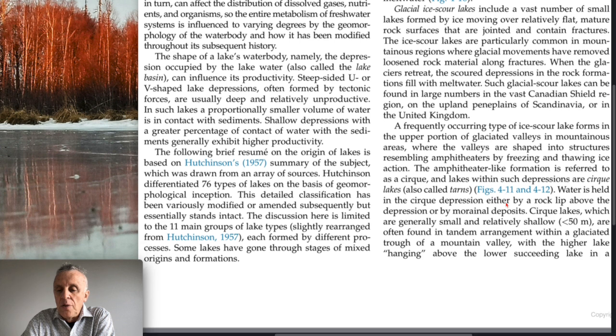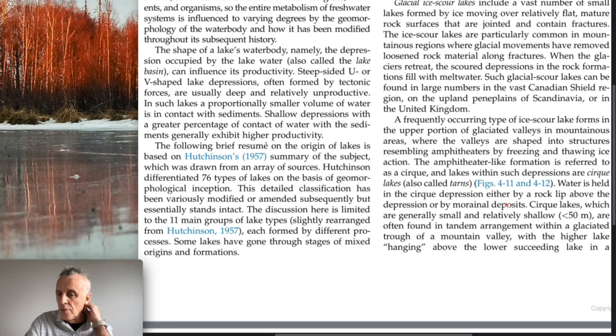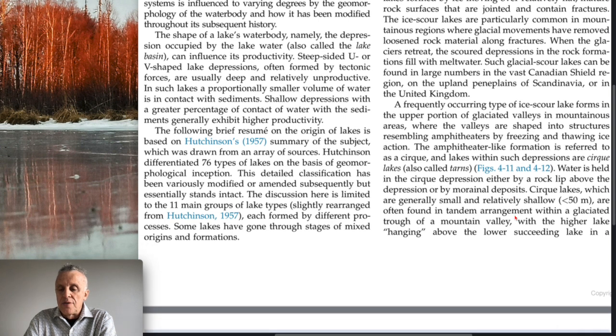A frequently occurring type of ice scour lake forms in the upper portion of glaciated valleys in mountainous areas, where the valleys are shaped into structures resembling amphitheaters by freezing and thawing ice action. The amphitheater-like formation is referred to as a cirque, and lakes within such depressions are cirque lakes, also called tarns. Water is held in the cirque depression either by a rock lip above the depression or by a morainal deposit.